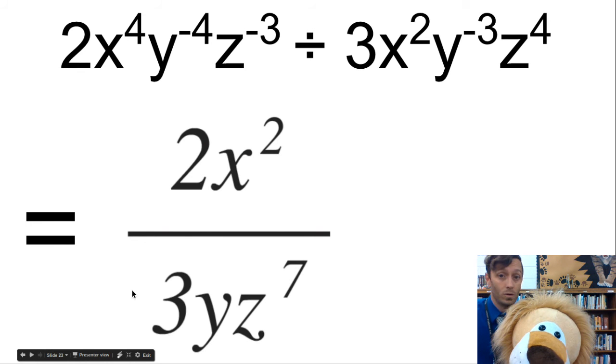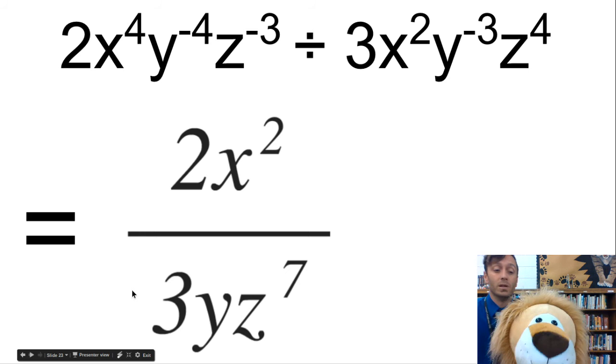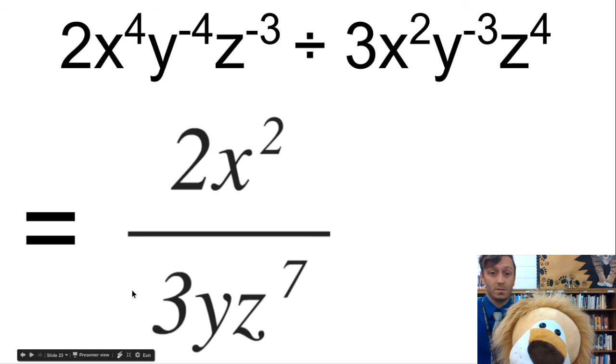So I know it looks like a whole lot of stuff. If you follow those 3 steps of set it up as a fraction, eliminate your negative exponents, and then simplify, right? One step at a time, you can get the answer.